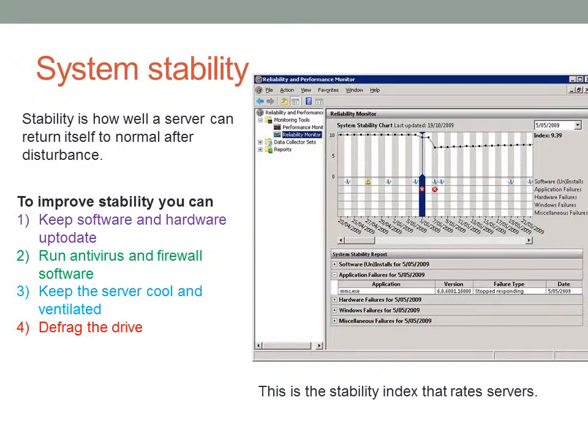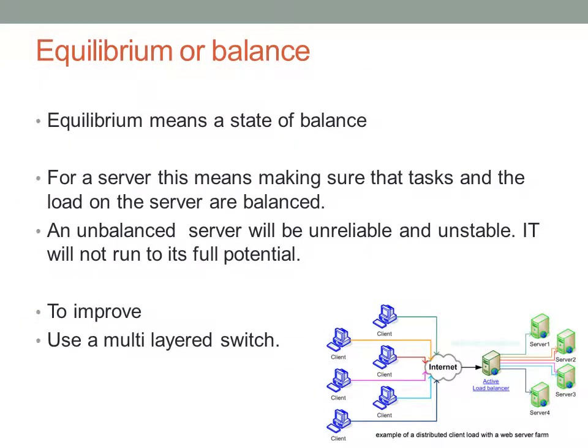The word equilibrium refers to a state of balance in the server. It means load balancing. This is important because if tasks are not balanced, then the server will become overloaded. A server can become overloaded through high volumes of requests. Load balancing involves optimizing the resource use in the server. If you're running a server, you can help your equilibrium using a multi-layered switch.